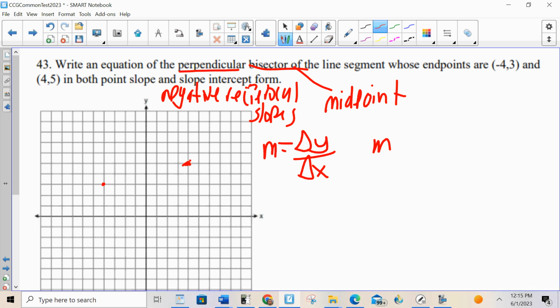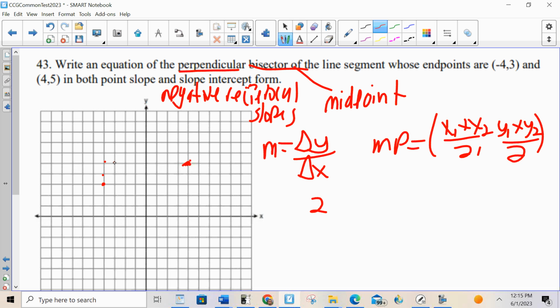I haven't done that within the video yet. If you don't know how to find slope or midpoint, I'm going to go over it. But if you need more help, just find my video on slope and midpoint. I do delta y over delta x. I count. 1, 2 is my delta y. 1, 2, 3, 4, 5, 6, 7, 8 is my delta x. That reduces to 1 over 4.